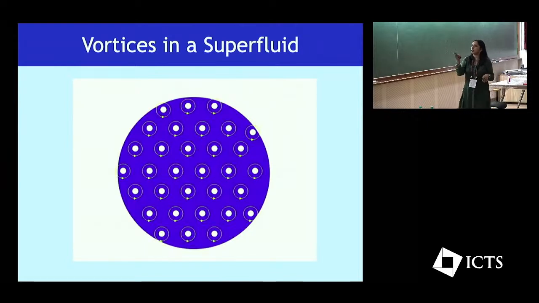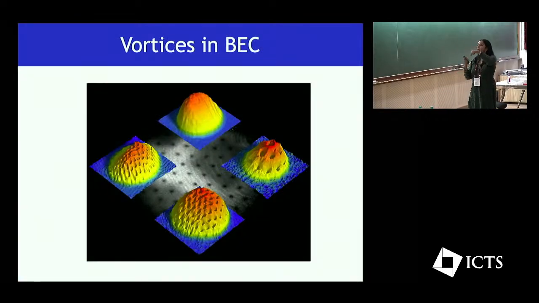So this is what you get when you rotate a superfluid, what are called vortices, the same way which you have in superconductors. So if you rotate a BEC, which is a superfluid, the faster you rotate, the more vortices you get. So this is actually evidence of the superfluid property of Bose-Einstein condensate.